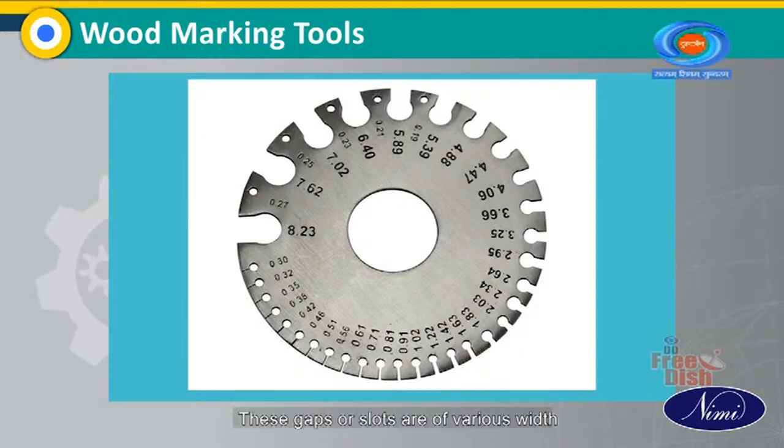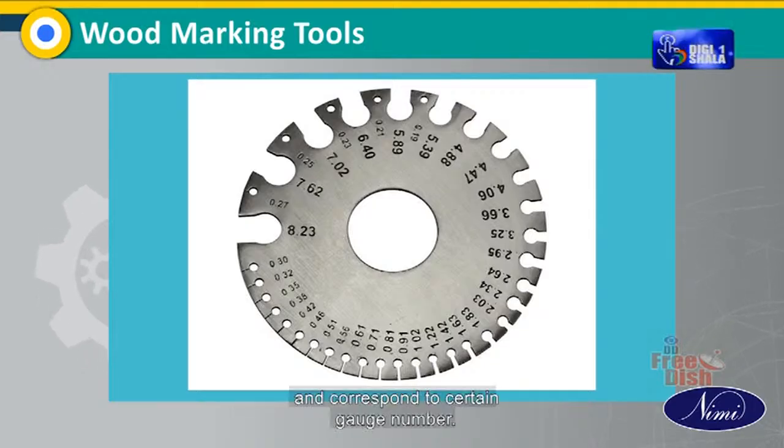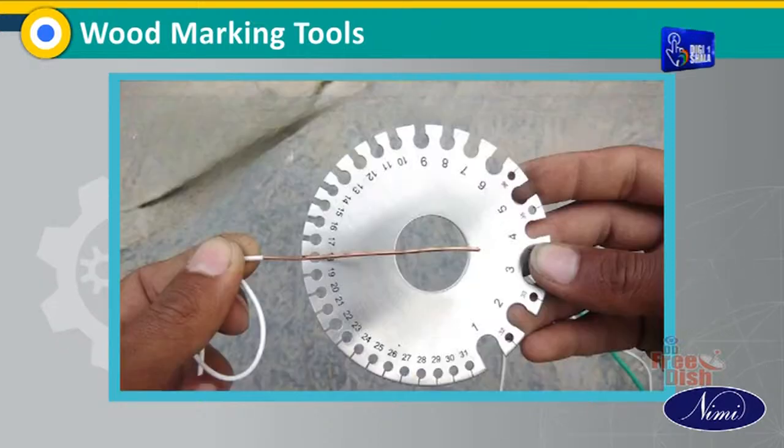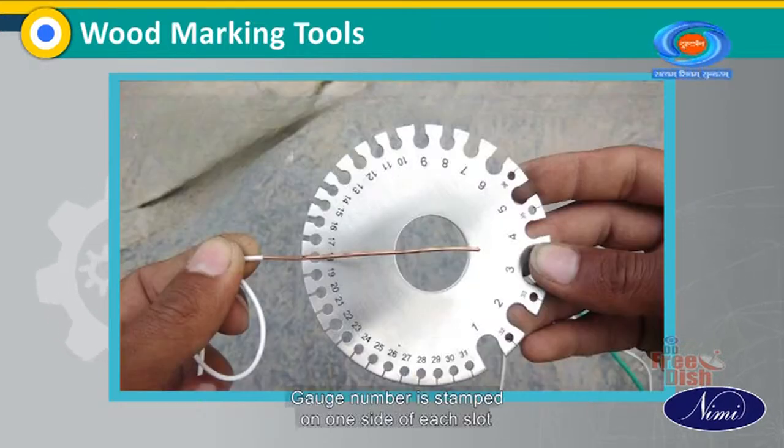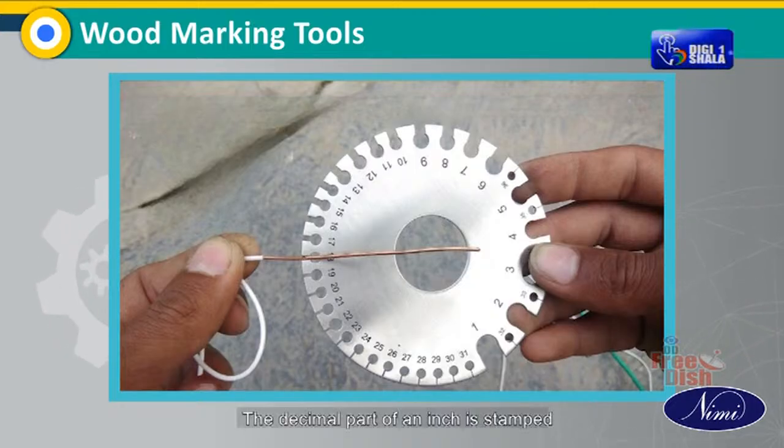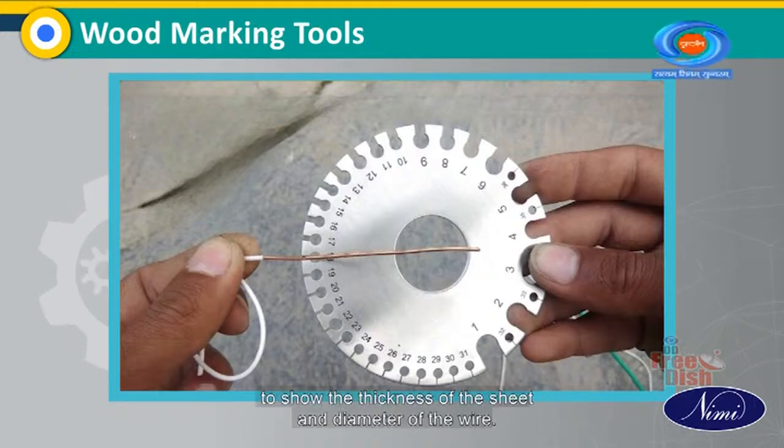These gaps or slots are of various widths and correspond to certain gauge numbers. Gauge number is stamped on one side of each slot and on the other side, the decimal part of an inch is stamped to show the thickness of the sheet and diameter of the wire.